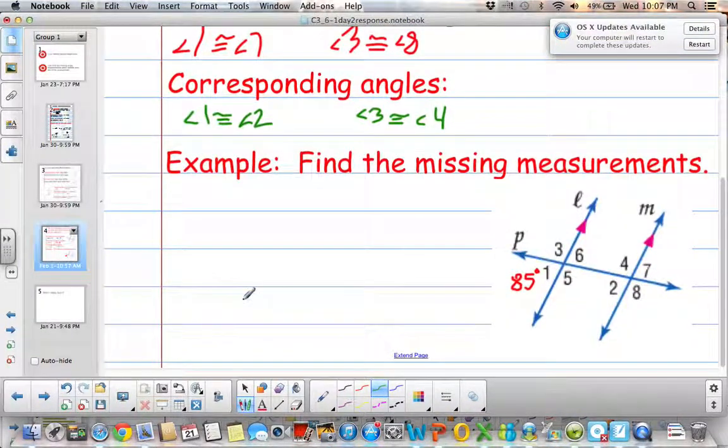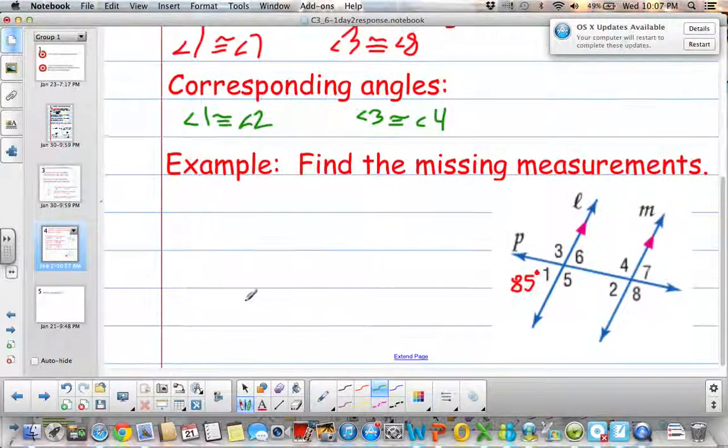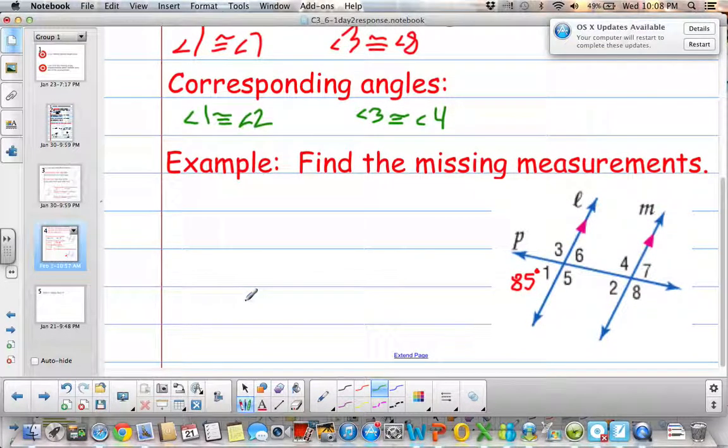Okay? We're going to do this example together, and then I'll have you take the NICU quiz, in which you will be practicing the problems on your own. We're going to find the missing measurements. We're going to use everything that we've learned, or some of what we've learned. We are given that angle 1 is 85 degrees.